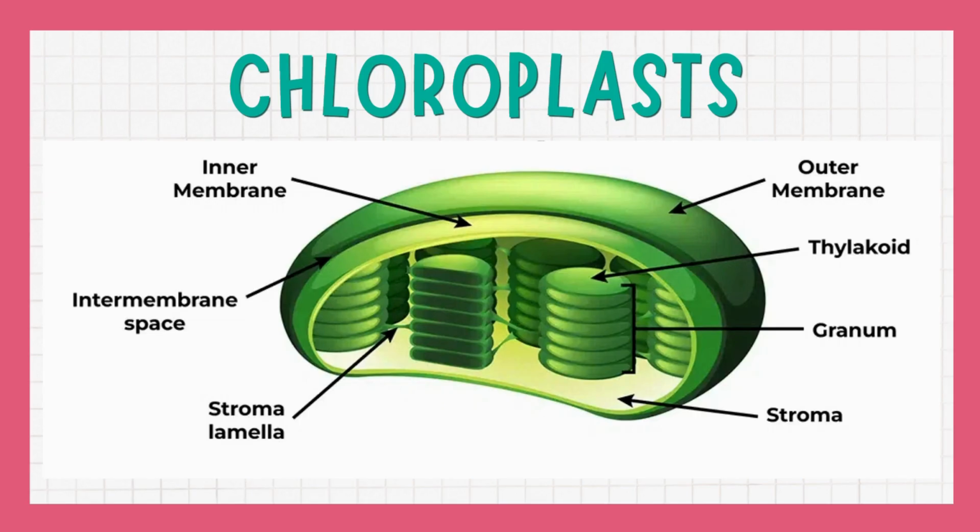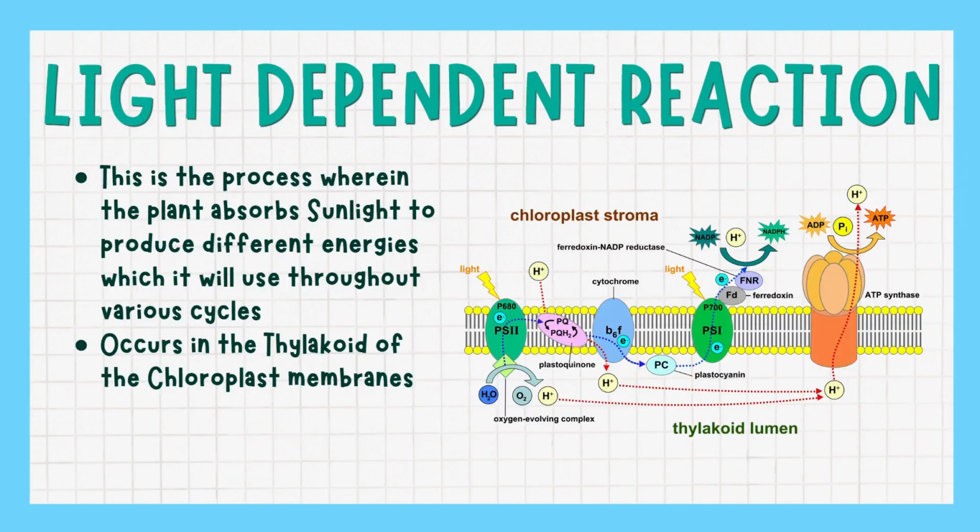So that's that. So let's proceed to the light-dependent reaction of the photosynthesis, or the first part of the photosynthesis. Now, the light-dependent reaction, as its name suggests, depends on light. It needs light for it to occur.